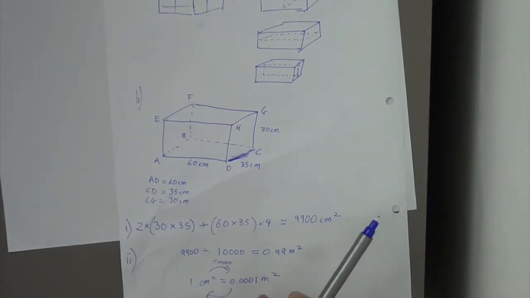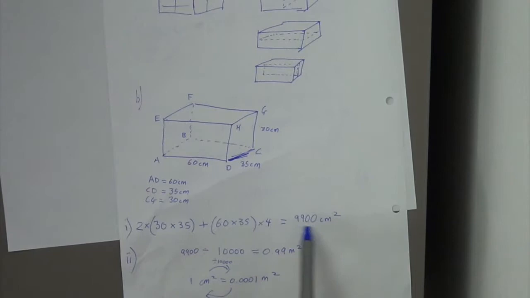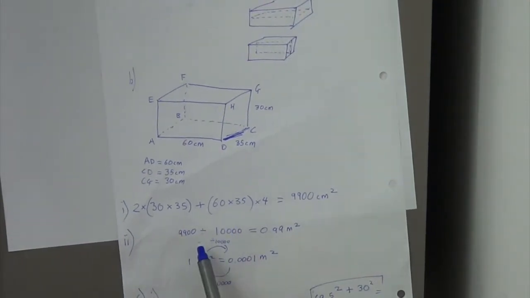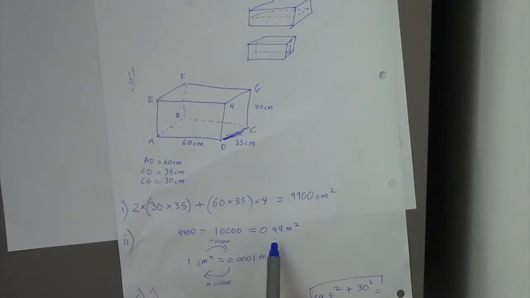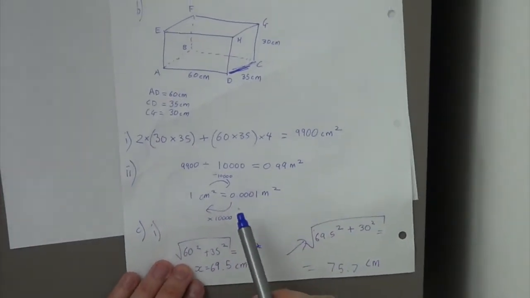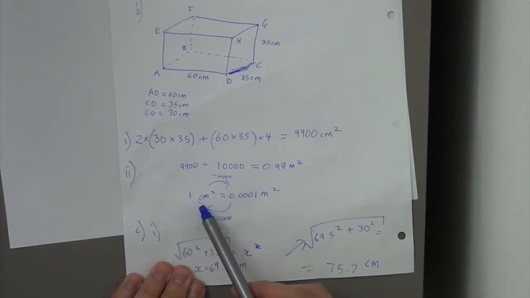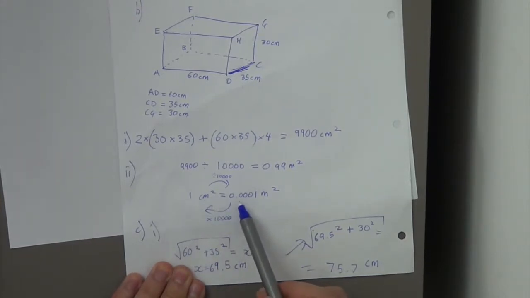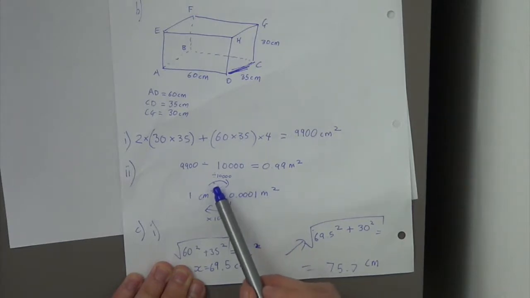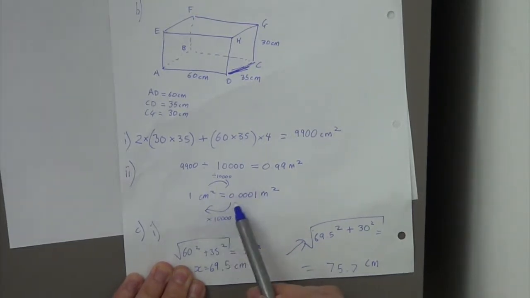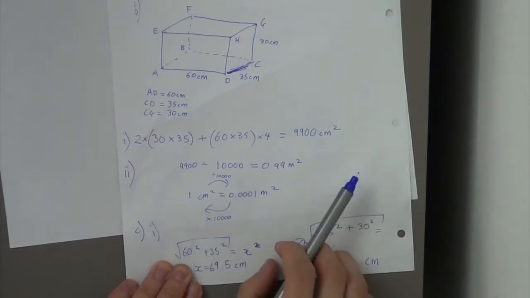Next question. Write down your answer in this part in square meters, okay? So what have I done here? I basically did 9,900 divided by 10,000, and that will give me 0.99 meters squared, okay? And I've just shown you the conversion here for future reference. If we want to go from 1 centimeter squared to 1 meter squared, divide by 10,000, and vice versa, times by 10,000 to go the other way, okay?